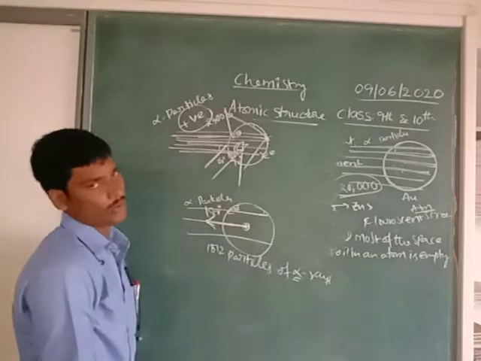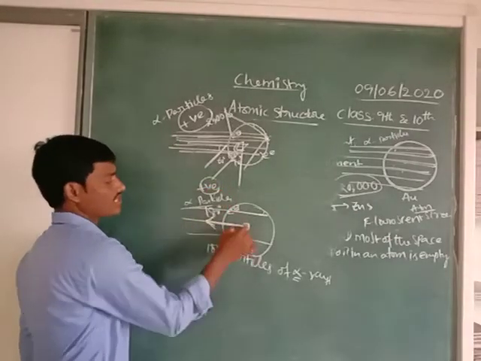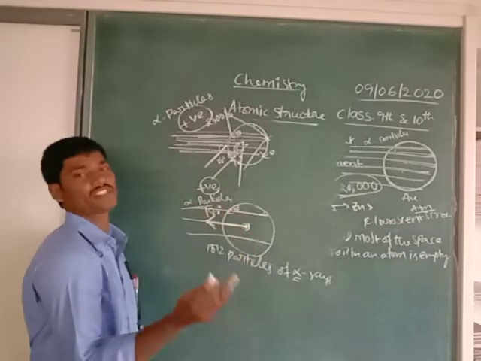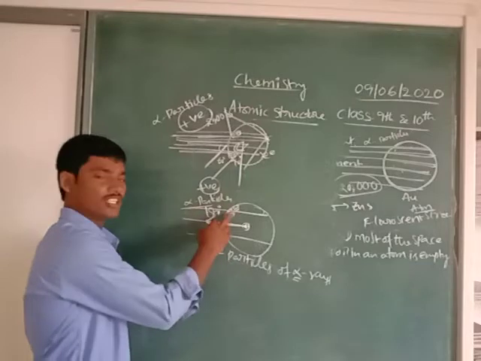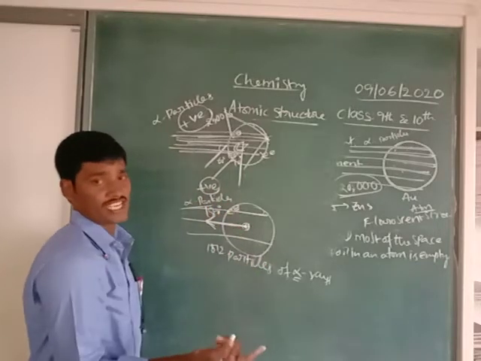So if it is repelled by that particle, it is considered a positive charge. The charge of the alpha particles is positive, and the charge at the center of the atom is positive. Positive and positive means repulsion will take place, while positive and negative means attraction.